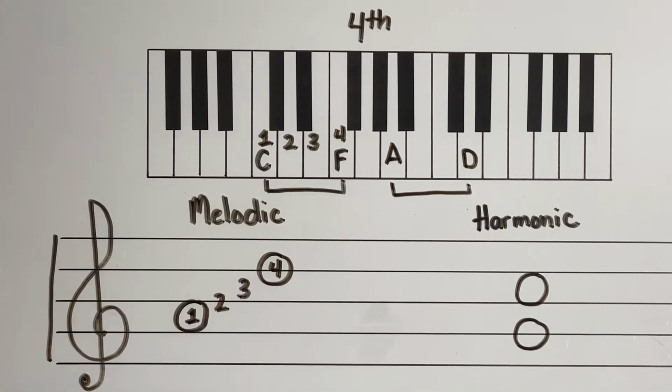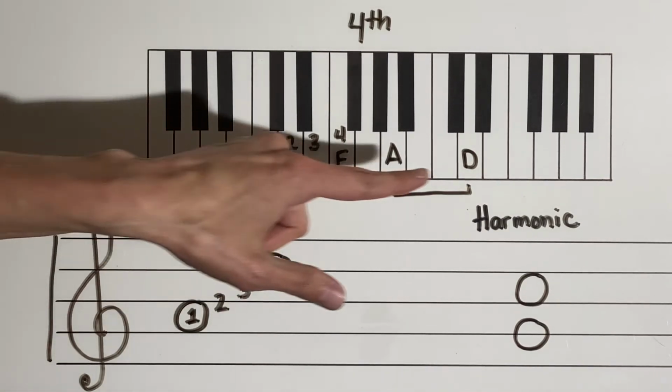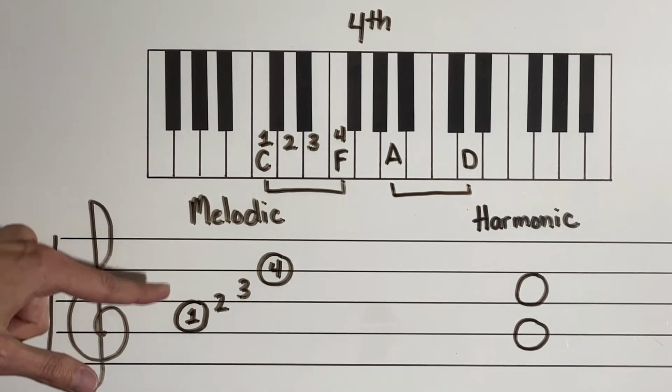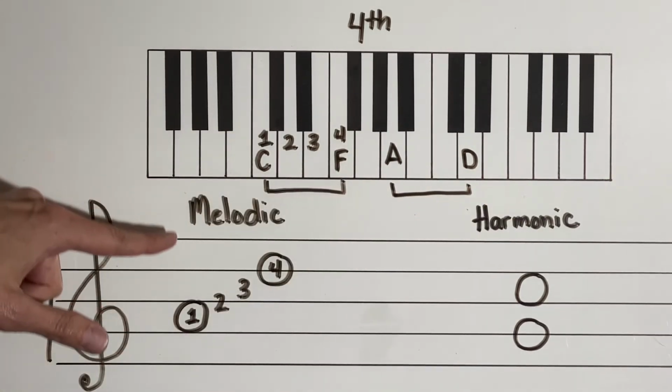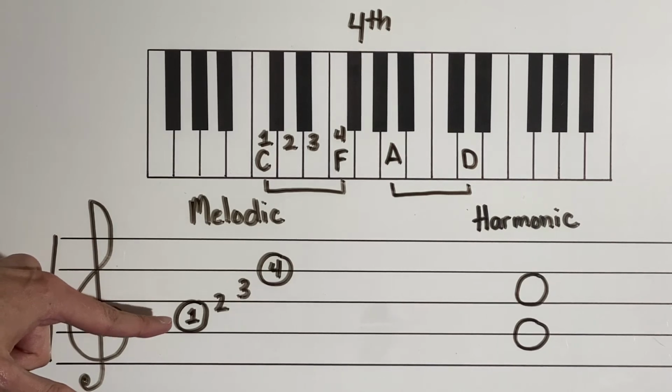Now when we look down here, we look on our musical staff, we have our melodic versus our harmonic. Melodic means one note at a time. Harmonic means both notes at the same time. Over here, I have counted our lines and our spaces. We start with our space notes.